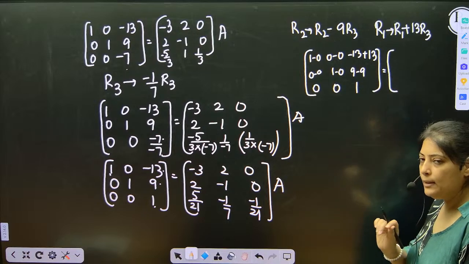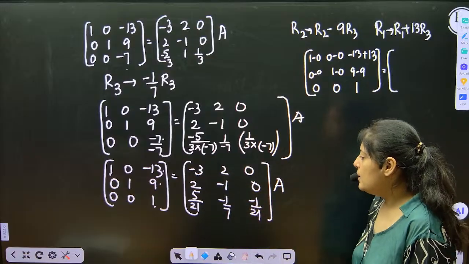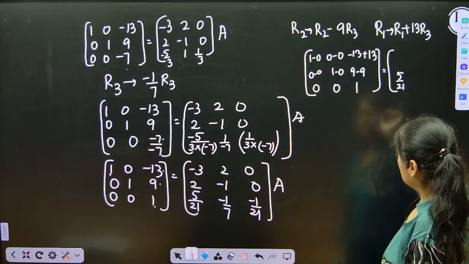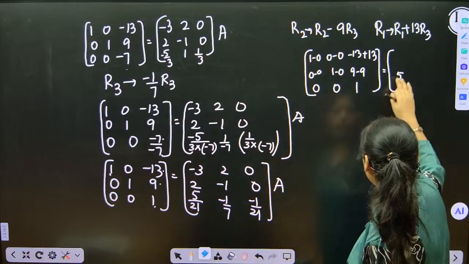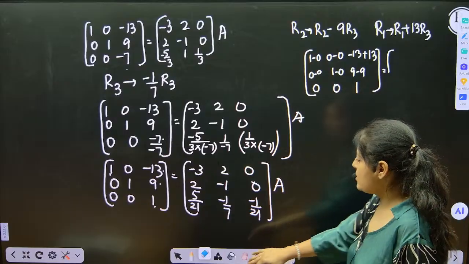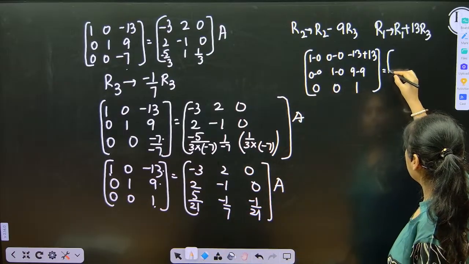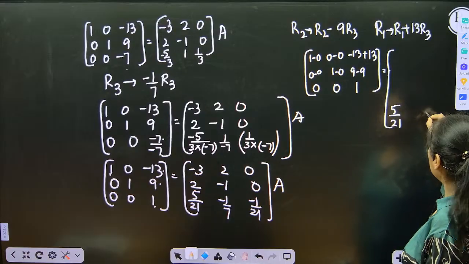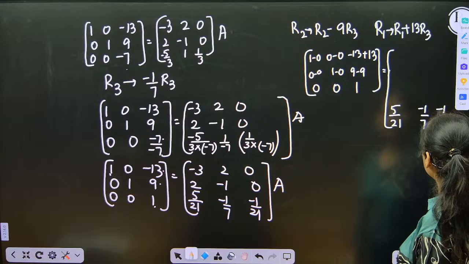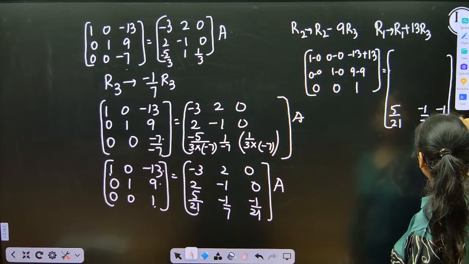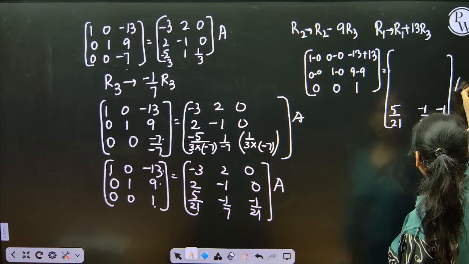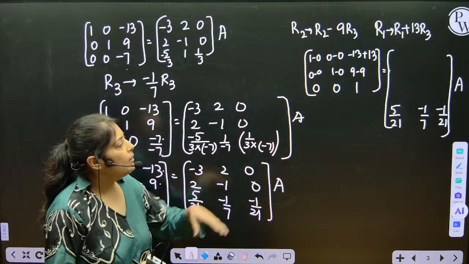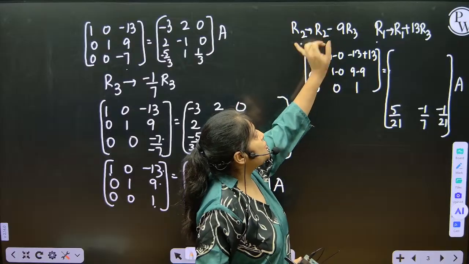Now this is a little lengthy one. Row 3 I am keeping as it is, 5 by 21. Let me make it a bigger matrix, because now denominators are also there. This is 5 by 21, third row. Third row I am not changing, that is why I am keeping it as it is. Okay, third row as it is. Now only row 1 and row 2 are getting changed.